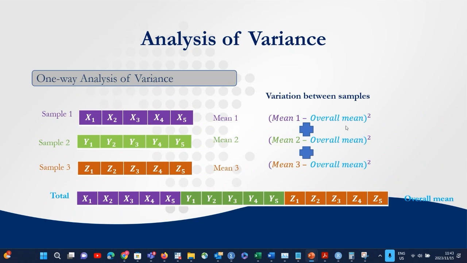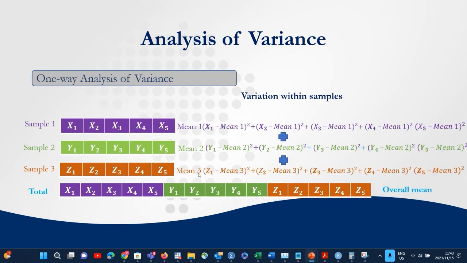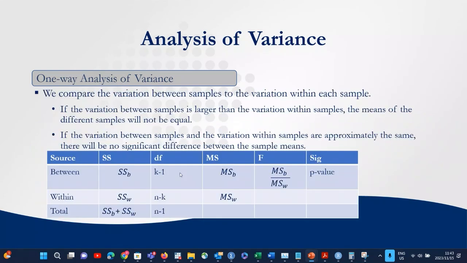And then here I get my between. So between, it's between the samples. As you can see, it's the mean here, the mean here, and the mean here. When we go within, we look at how you deviate from your own mean within this sample. And then we add up for group 1, group 2, sample 3. So this is what would be used for the analysis of variance.